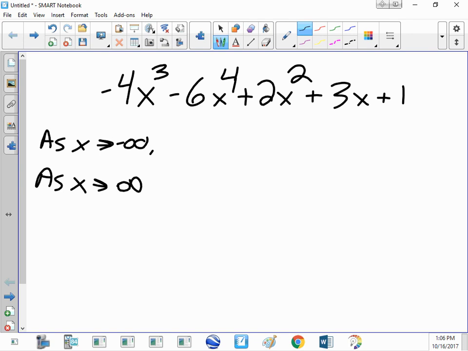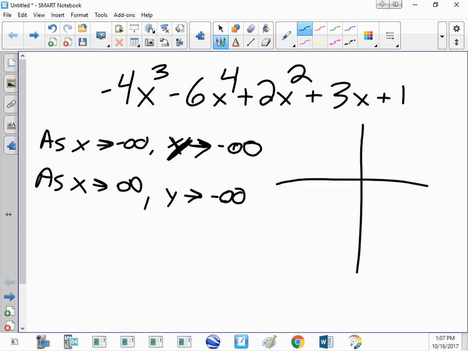So as x approaches negative infinity, y approaches negative infinity, and as x approaches infinity, y approaches negative infinity, because this is even, so the two tails are in the same direction, and the leading coefficient is negative, which means it's an upside down parabola. It's not a parabola anymore. So we know that the end is like this. We have no idea what's going to happen in the middle.